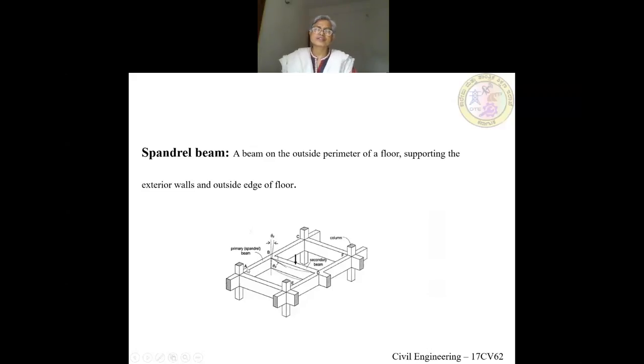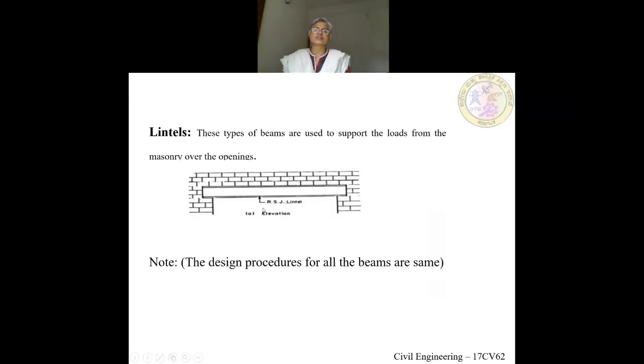Spandrel beam. So you can see that this is the perimeter of a floor. The beam around the perimeter of a floor, which will support the external walls, is called a spandrel beam. The next one is a lintel beam. Any opening, say a door opening or a window opening in a structure, the masonry above the opening has to be supported by a horizontal member like this. The horizontal member which supports the weight of the masonry structure above it is called a lintel beam. So the design procedure for all the beams is the same.